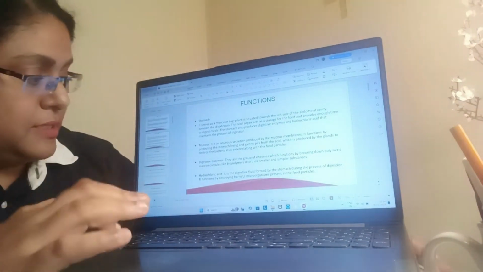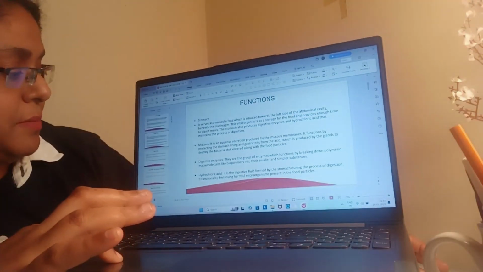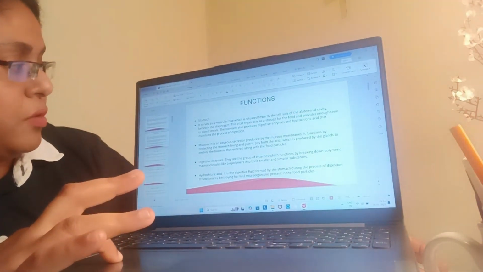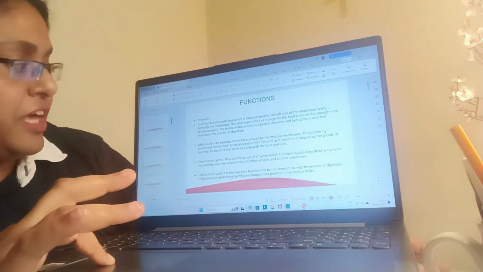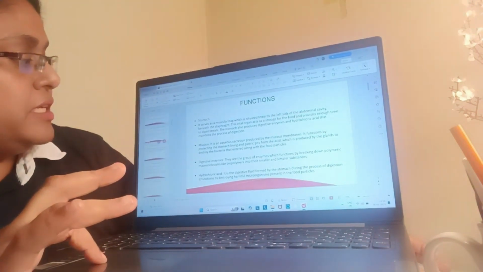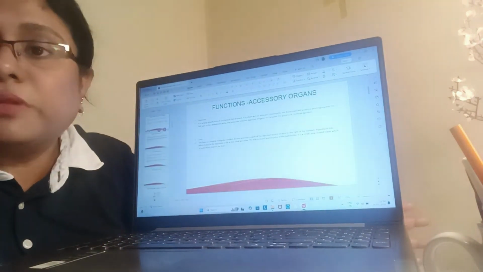Next, we can talk about some of the functions of accessory organs. It is not only the stomach, pharynx and esophagus; digestion needs some accessory organs as well. The first is the pancreas. We'll just talk about the pancreas.